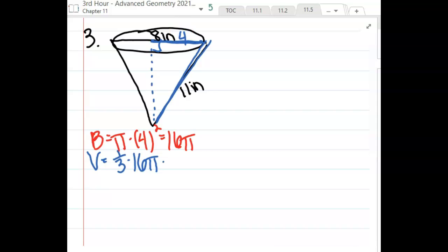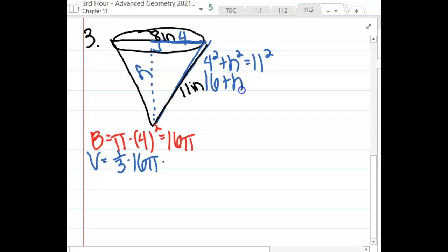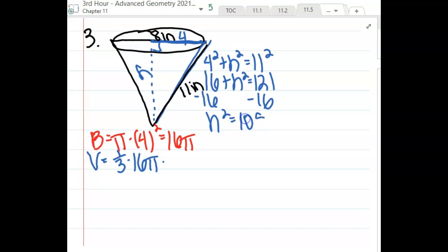So to find my height, we take 4 squared plus the height squared, and I don't know what that is, equals 11 squared. So we would get 16 plus h squared equals 121. Move the 16 over. So h squared equals 105. Then square root it. Should get about 10.25-ish. Got to round on that one.